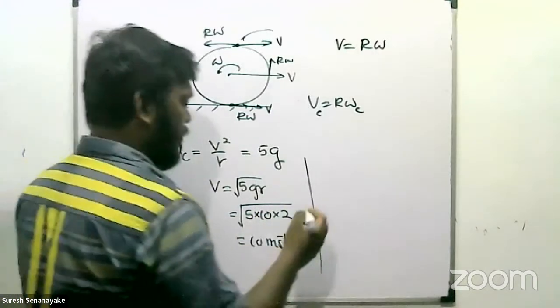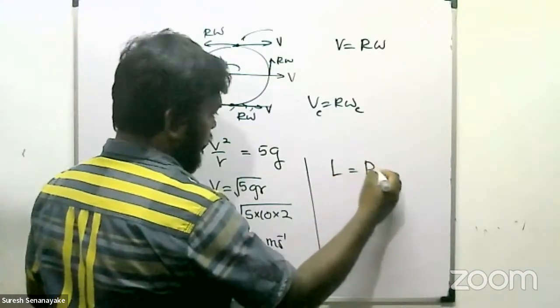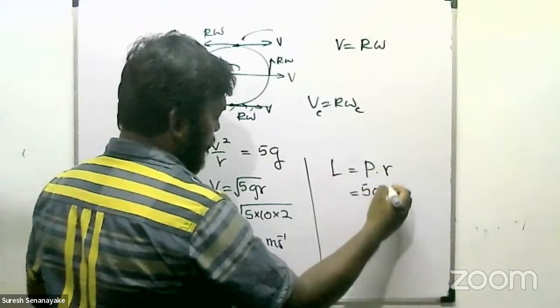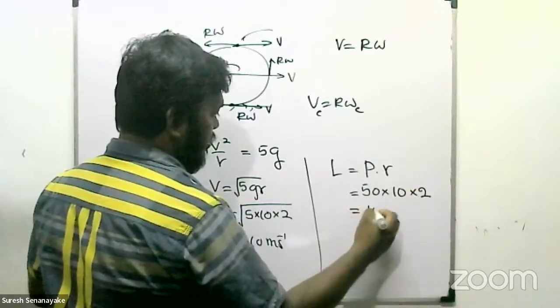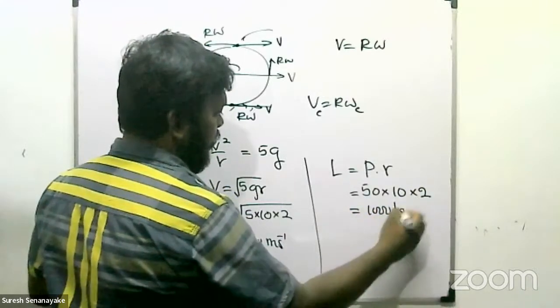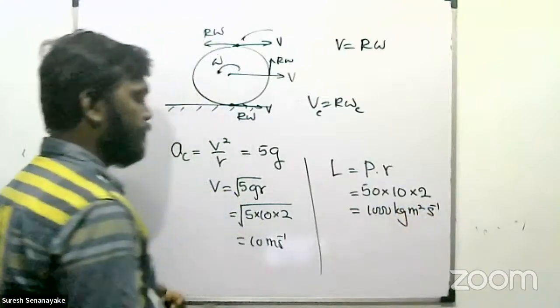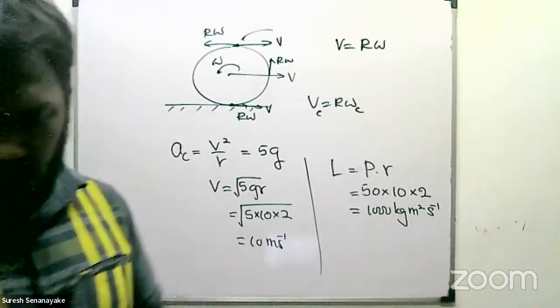Then the angular momentum is the moment of the linear momentum. Mass is 50, the velocity is 10, the radius is 2. That's 1000 kilogram square meters per second. Pardon?